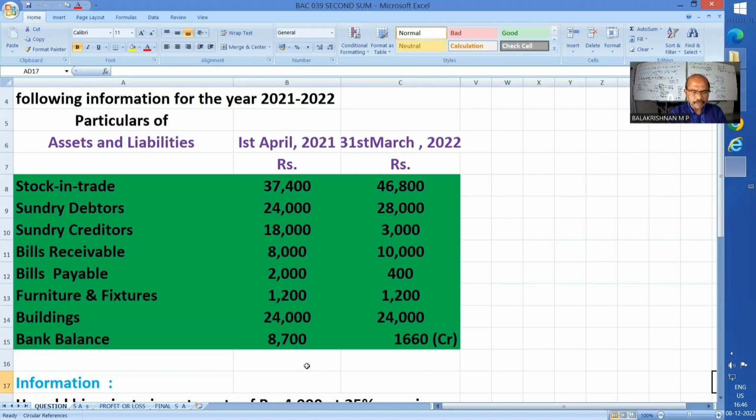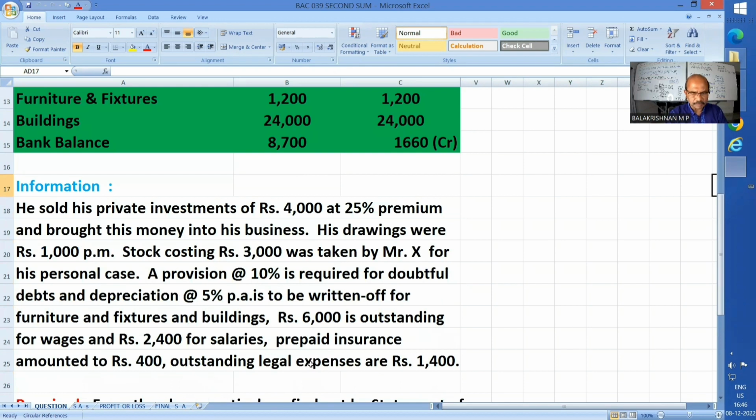Now, additional information. He sold his private investments, rupees 4,000 at 25% premium, and brought this money into his business. That means additional capital, 125% of 4,000. His drawings are rupees 1,000 per month. That means annually 12,000. Stock costing rupees 3,000 was taken by Mr. X for his special use, that is added to his drawings.